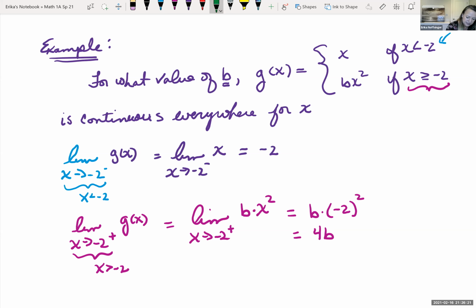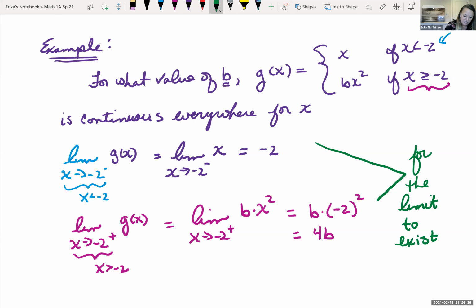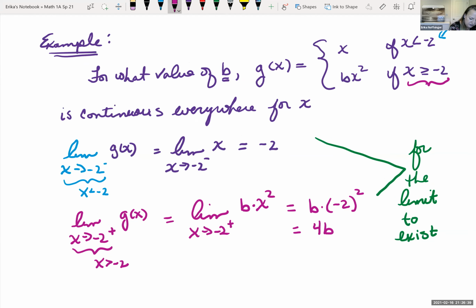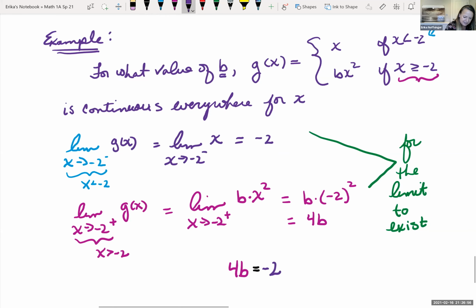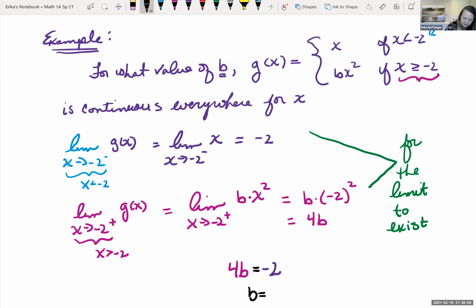So for the limit to exist, these have to be the exact same value. So -2 would have to equal 4b, because we know left and right-hand side have to be the same. So let's solve for b. Divide both sides by 4, and we get b has to equal -2/4, or reducing it, -1/2.